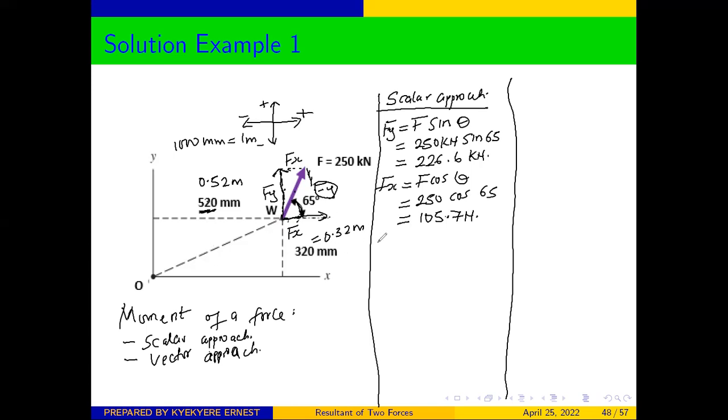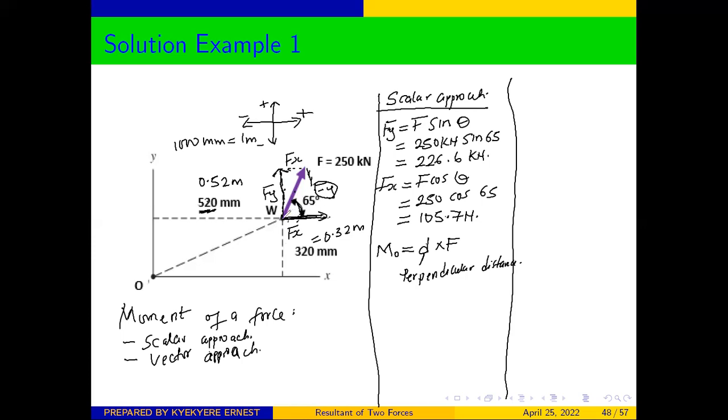Good. But don't forget that the formula for finding moment of a force about a point, using the scalar approach, is the distance times f. And here, this distance is the perpendicular distance. Take note of that. So from here, we can say that when we take each of the forces we have resolved, this is our f of y, this is our f of x.